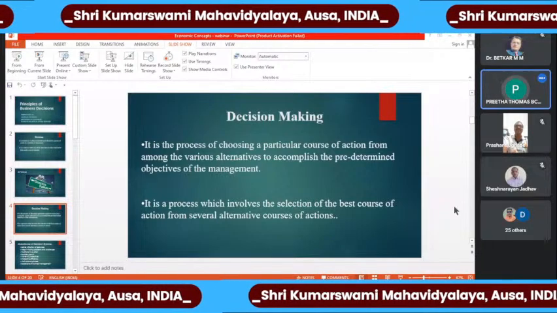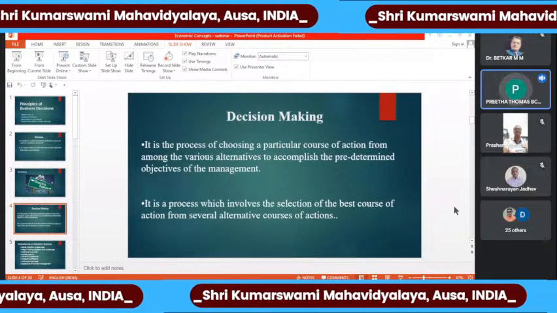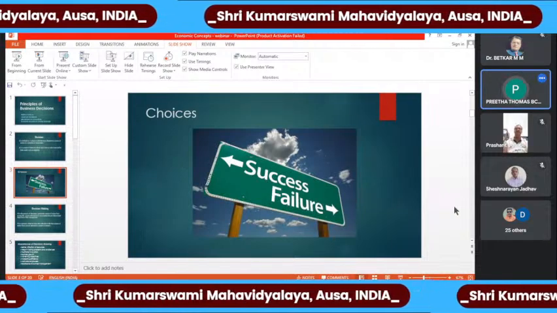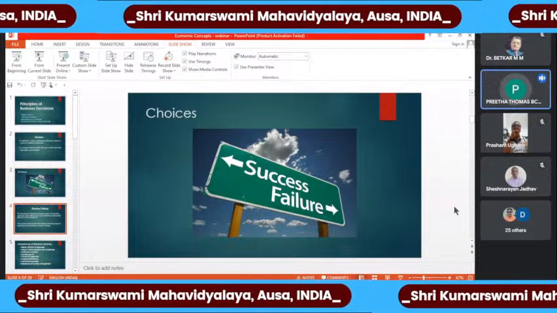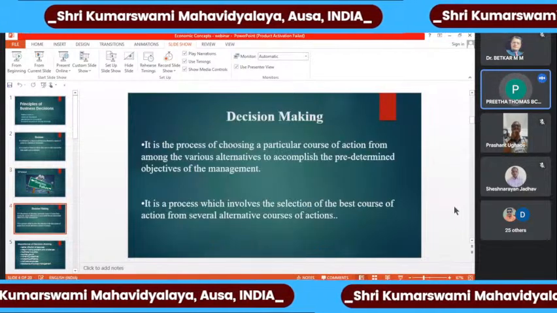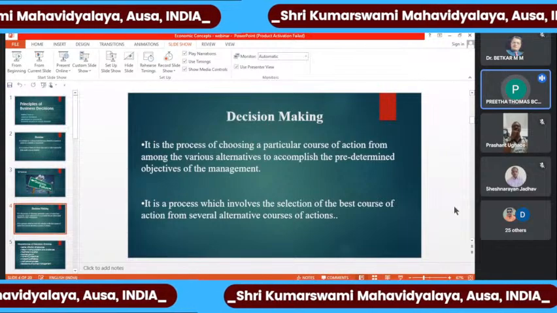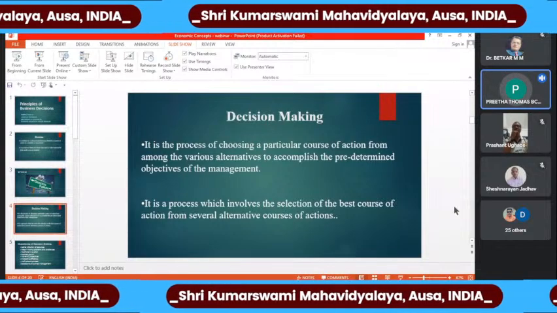Okay, now we can see. Yes. Okay. So decision making is the process. Before that, I had showed this slide. These choices will decide success and failure. Then we come to decision making. This is a process of choosing a particular course of action from various alternative courses of action.